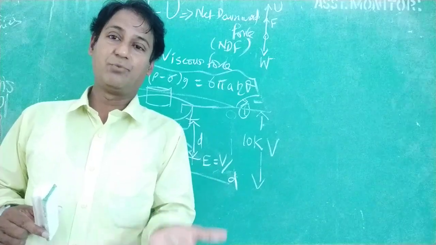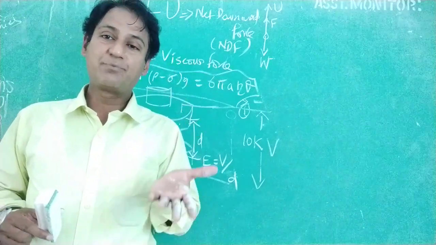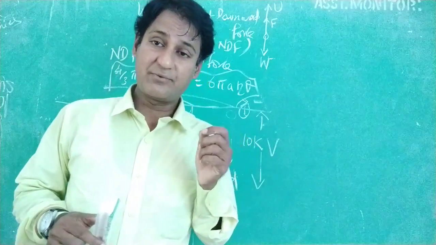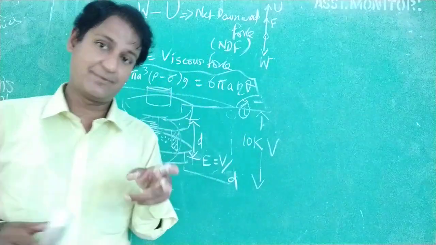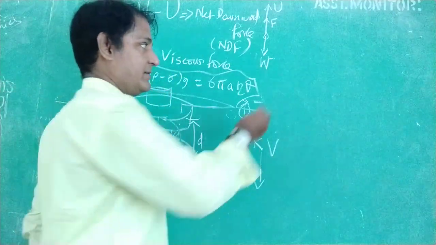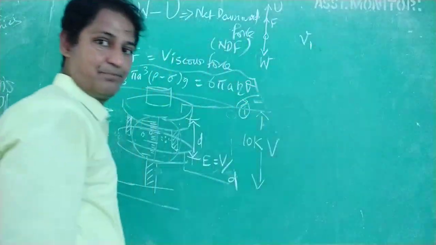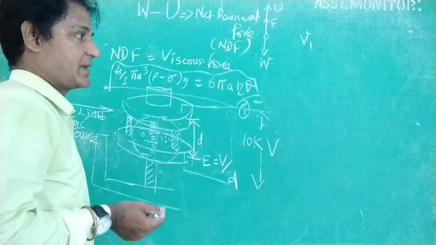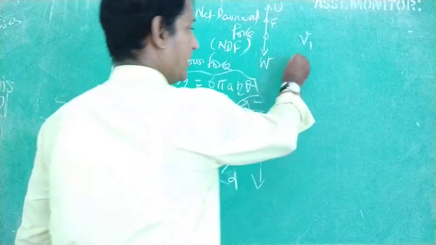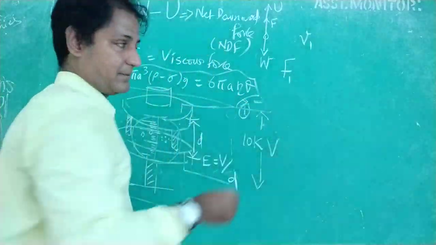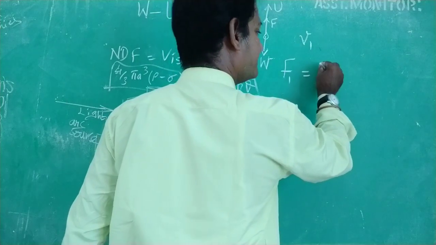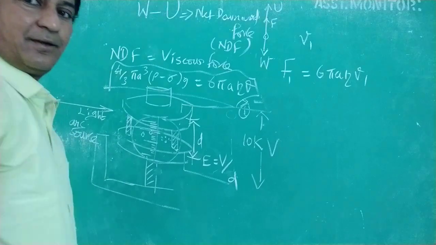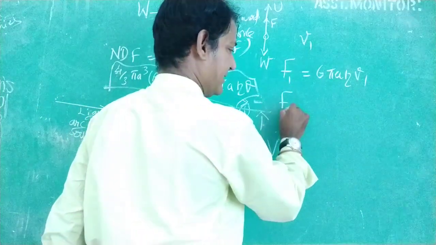Even when it is moving in the upward direction, it moves with a constant or terminal velocity V1 after applying the electric field. So V1 is the terminal velocity of the oil droplet when it moves up under the action of the electric field. Now the viscous force F1 is equal to 6 pi a eta V1. The force due to the electric field, F suffix E, is equal to Q into E.